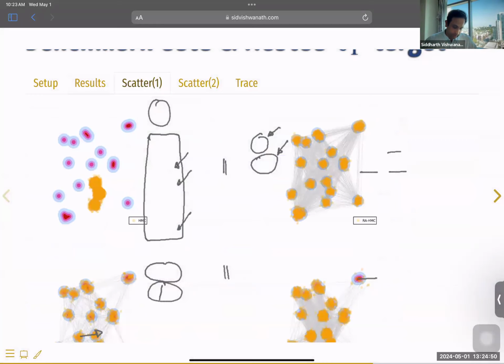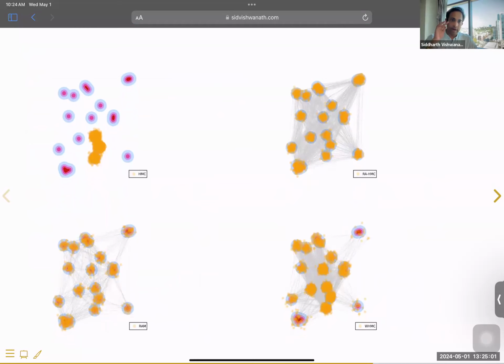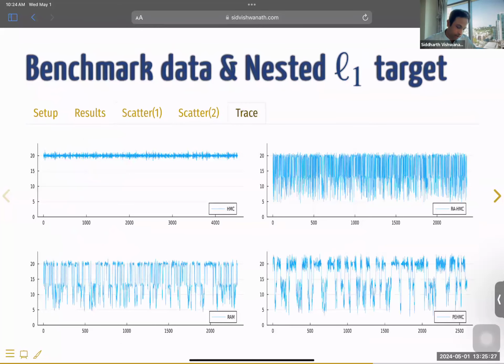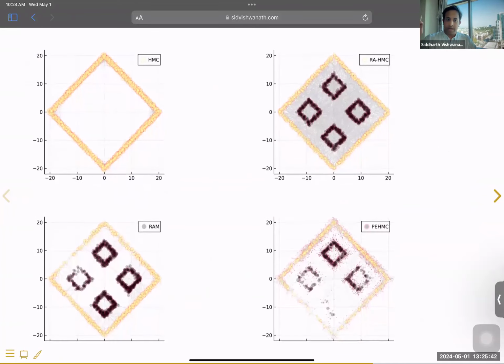Okay, so this is a quick scatter plot on how these methods perform, where you have the repelling attracting on the top right, you have HMC on the top left, you have RAM on the bottom left, and you have the wormhole Hamiltonian Monte Carlo on the bottom right. So ideally, you would want to see frequent hopping between modes, right? And for the most part, all three methods that aren't HMC achieve this. But if we were to look at the trace plot, you'll see that it happens a lot more frequently with this repelling attracting framework as opposed to the other two. Okay, and this is a scatter plot of the concentric L1 balls.